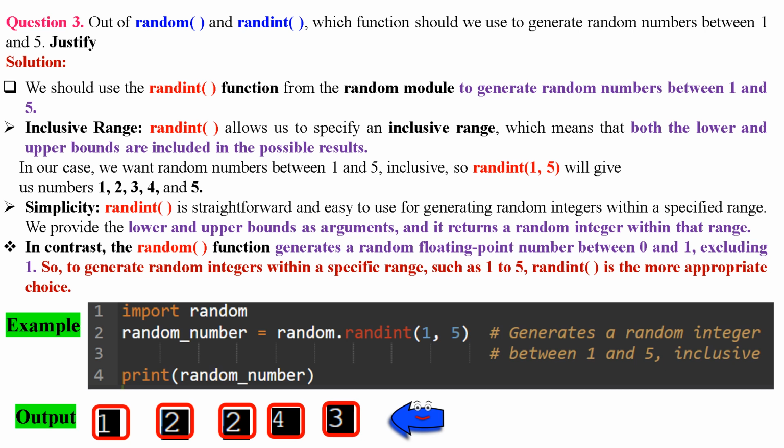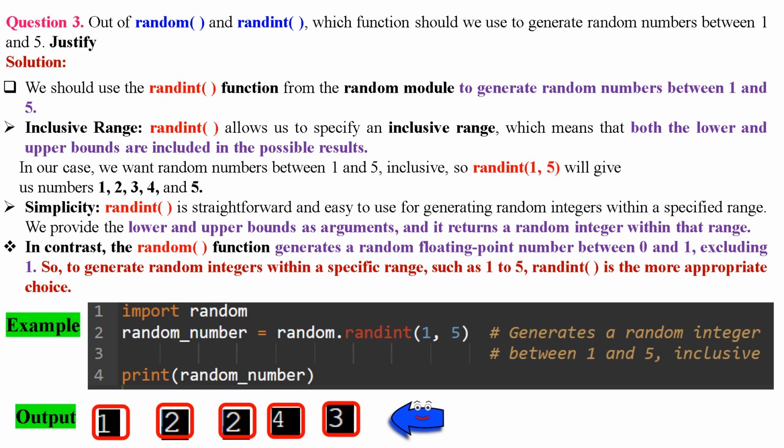In contrast, the random function generates a random floating point number between 0 and 1, excluding 1. So, to generate random integers within a specific range, such as 1 to 5, randint function is the more appropriate choice. Let's see an example.